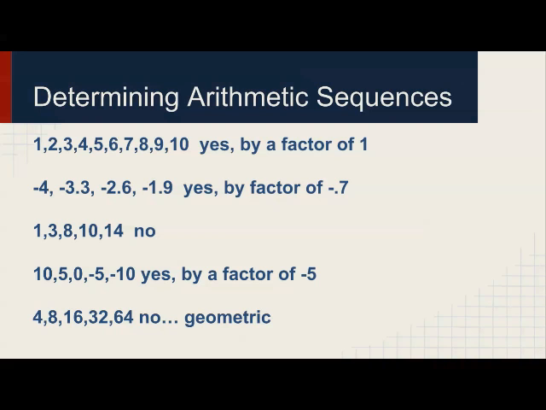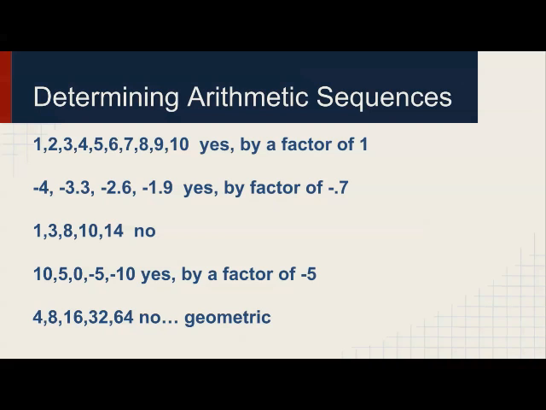This next one, 10, 5, 0, -5, -10. Yes, it is an arithmetic sequence because it decreases by 5 each time. So it's important that you make sure you know whether you're subtracting or adding in terms of creating your d, which we're going to talk about in a sec, which is the factor by which it changes.